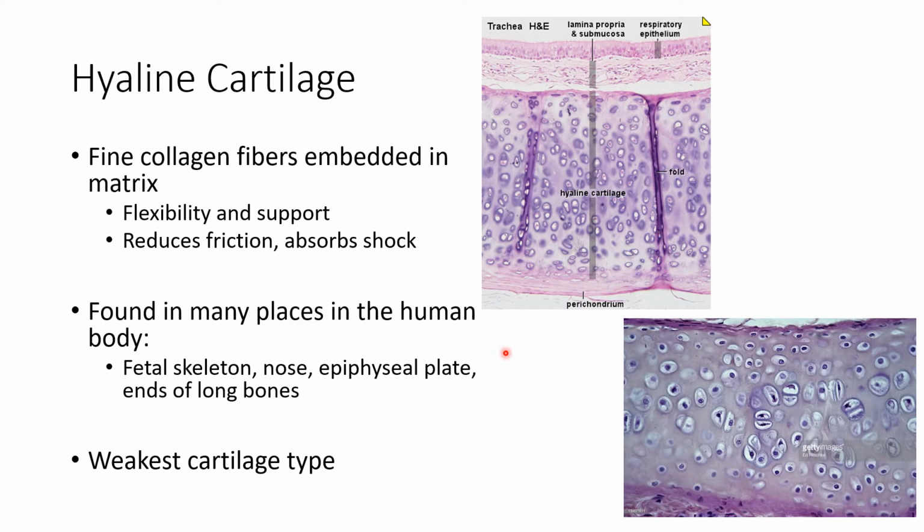Now, hyaline cartilage is a medium-sized bubble. What that means is the cells in this cartilage are about between the other 2 in size. It is found in a lot of different places in the body, like the nose and the ends of long bones, but it is the weakest cartilage. That's because when you look at the matrix, you see how smooth it is? The collagen fibers in here are fine. They're not really thick and dense, so we don't see them light up in the background, which makes it a little bit weaker compared to things like fibrocartilage. So when you think of bubbles, you want to think hyaline.